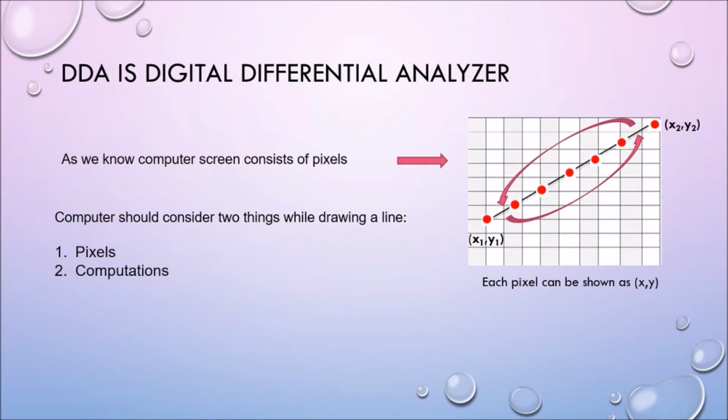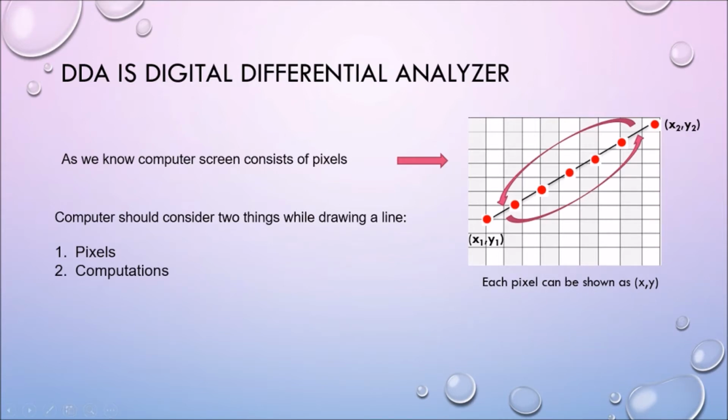We all know that computer screen consists of many pixels. As you see here, computer screen looks like this. In order to draw a line on computer screen, we should consider pixel and its computations. DDA is the algorithm that makes computer find which pixels to plot and which computations are required to calculate appropriate pixels. We can show each pixel of computer screen as x and y.